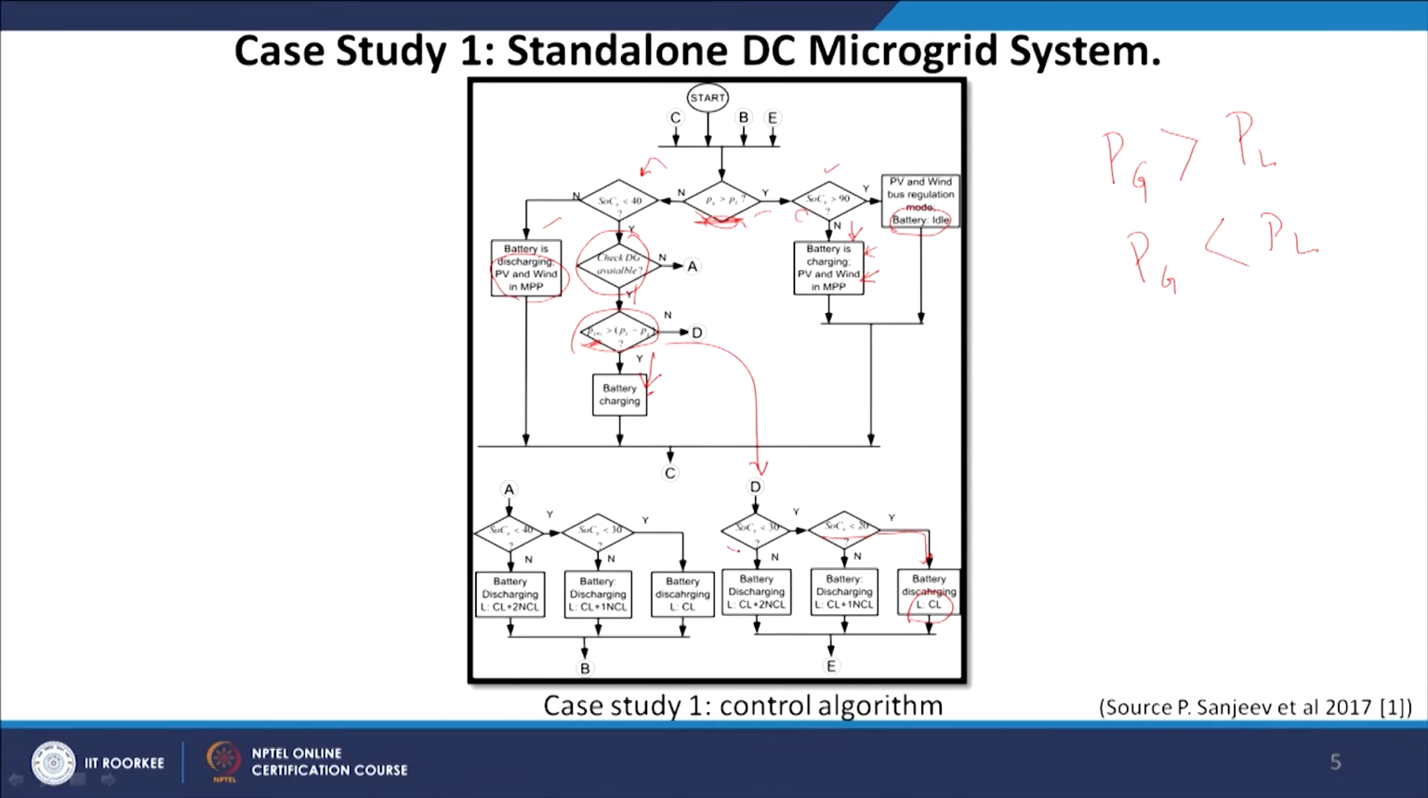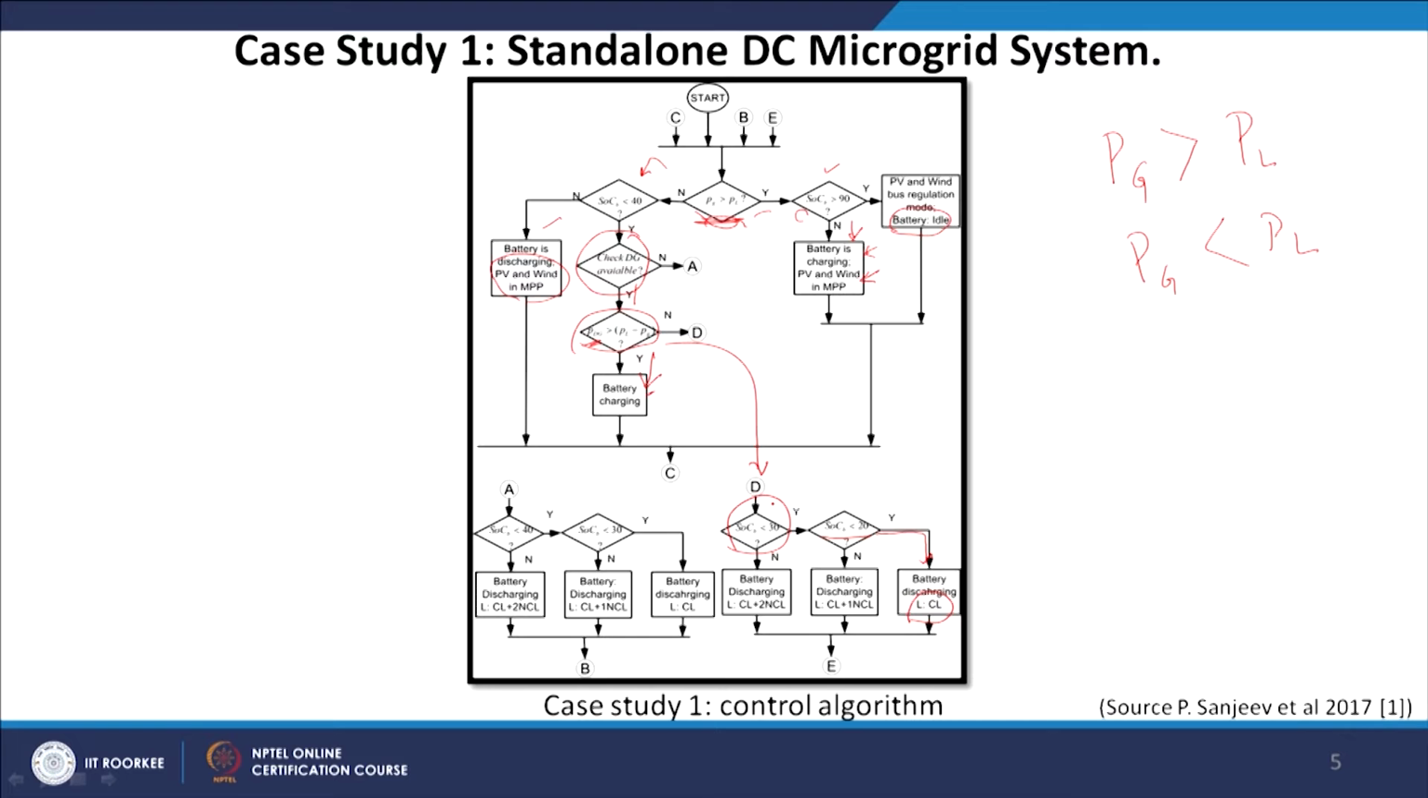In that case I have to see the SOC state of the battery, and if it is less than 30%, then it is not a good state to discharge. If it is not less than 30%, then I can discharge. Critical and non-critical loads are in operation. But if it is less than 20%, and if it is not less than 20%, then I can go to one non-critical and one critical load and the battery can discharge. But if it is less than 20%, then I will only switch on my critical load and start discharging my battery.